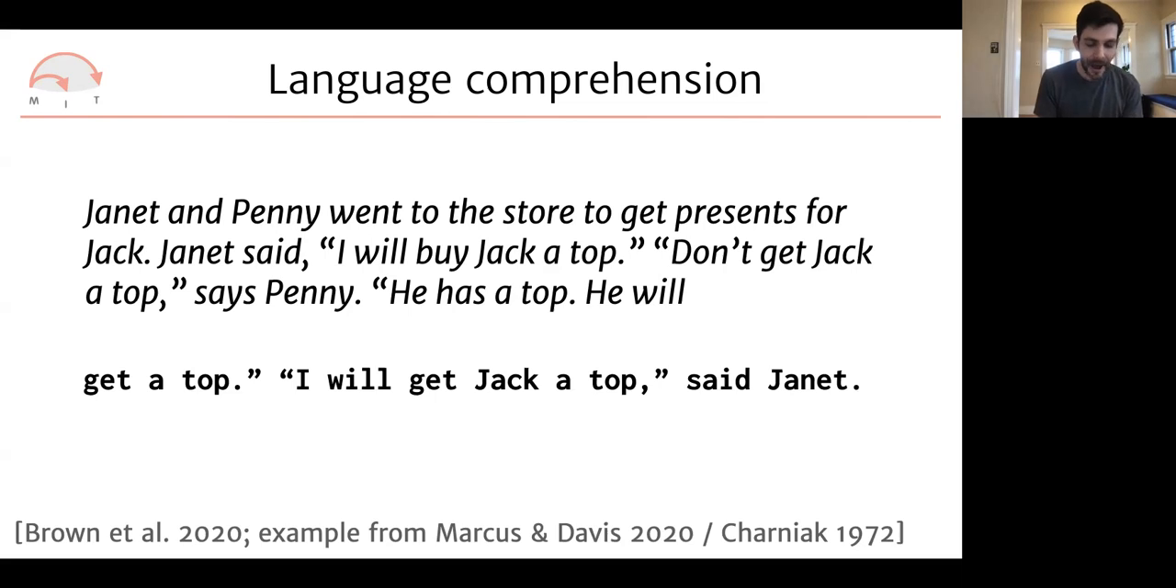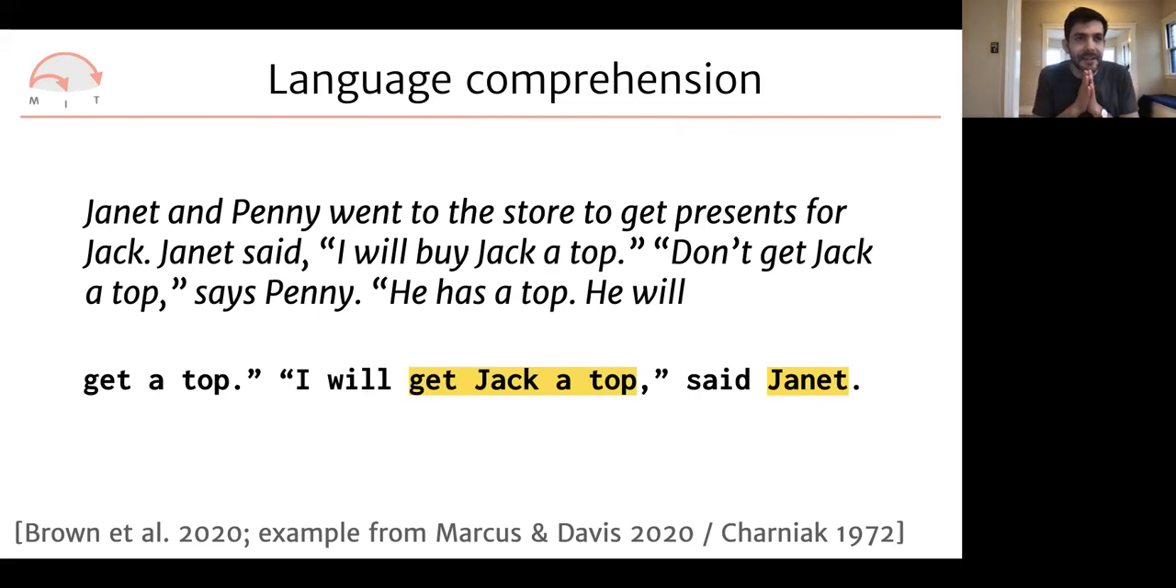And it completes it in the following way. It says, he will get a top. I will get Jack a top, says Janet. And there are a bunch of important things to notice about this passage, right? It stays on topic. It knows who is involved in this situation. It knows enough about social conventions that it is Janet who is likely to speak next in this conversation. And we get all of this complicated behavior just from training on text from the internet.